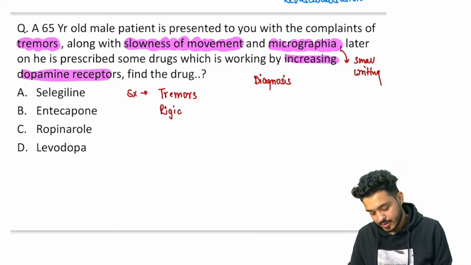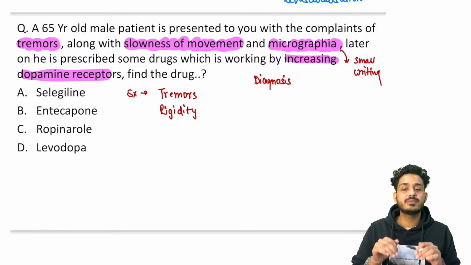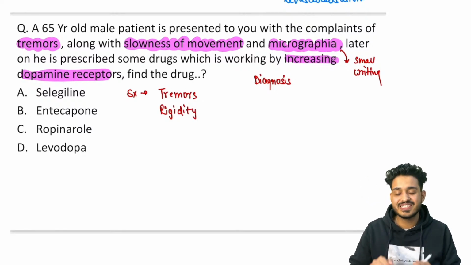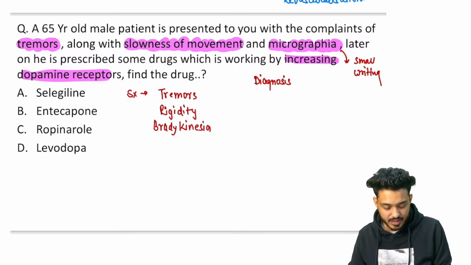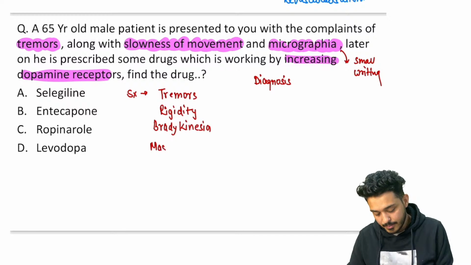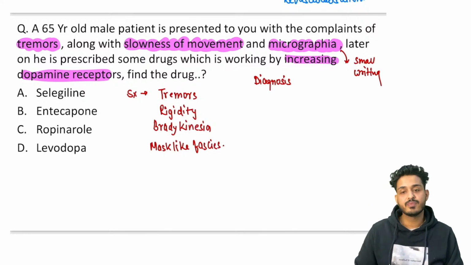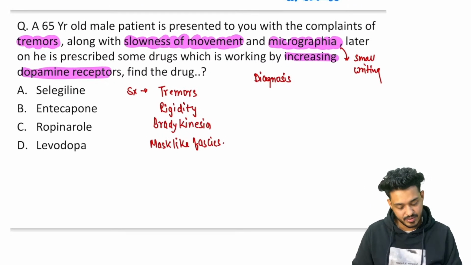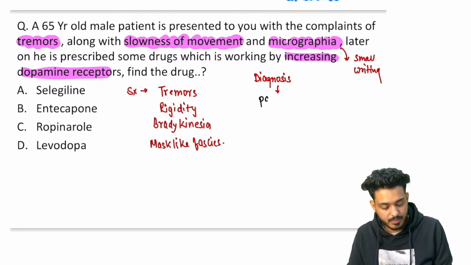Rigidity will be there. Patient will be taking baby steps, right? He will be having bradykinesia, slowness of the movement. The face will be mask-like faces will be there. So these are the symptoms, right? These are the classical triad we are having in the cases of Parkinsonism, right? This is the diagnosis. The diagnosis is going to be your Parkinson disease.